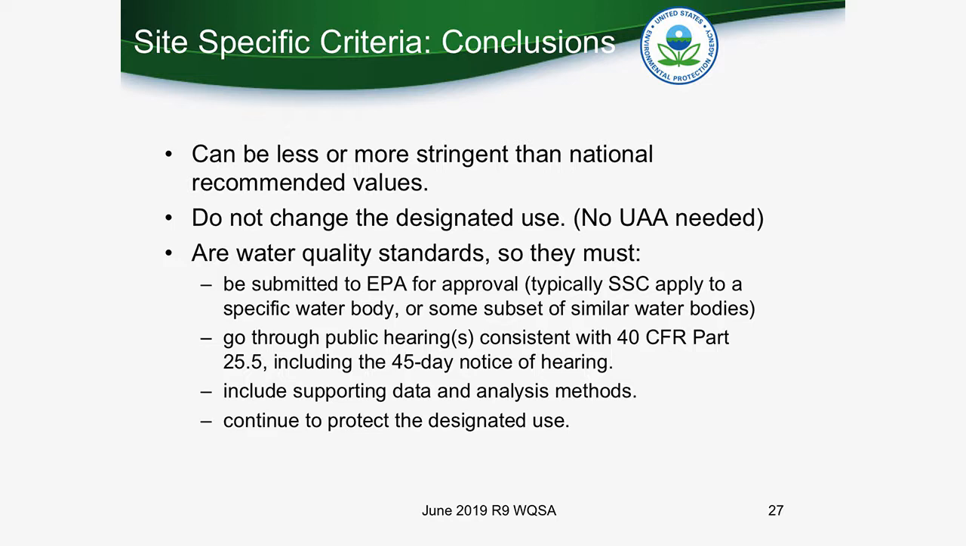They are water quality standards, with the exception of the water effect ratio for California. All of these must be submitted to EPA for approval, go through the process that the state has, get Attorney General certification, and go through your public hearings using 40 CFR Part 25.5. That's important because a lot of people forget this. 25.5 says you need a 45-day public notice and the information needs to be available 30 days ahead, right? So in the past, a lot of people were just doing 30 days. Great. 45 days.